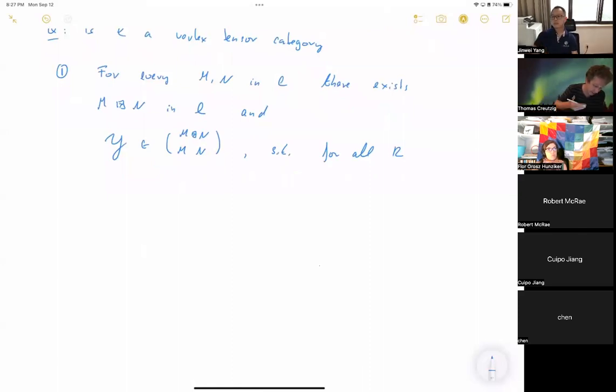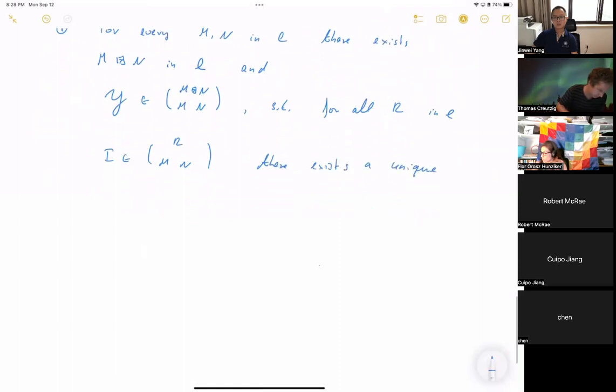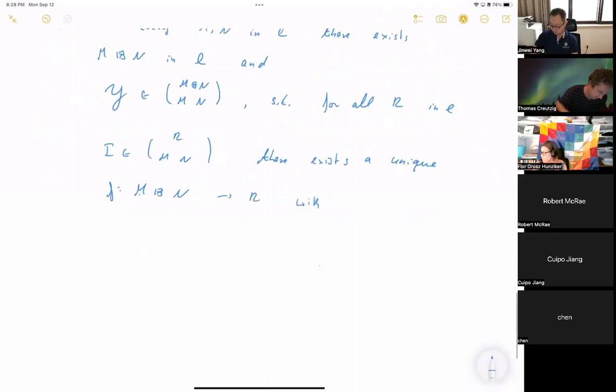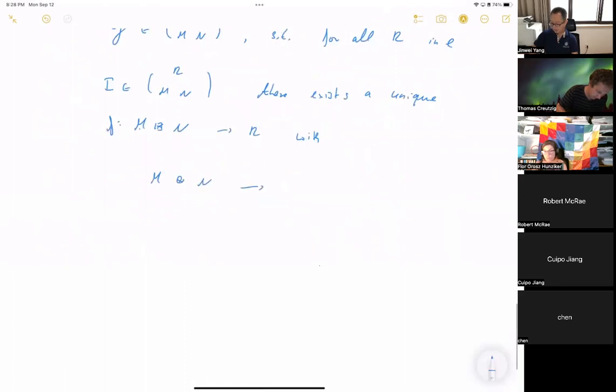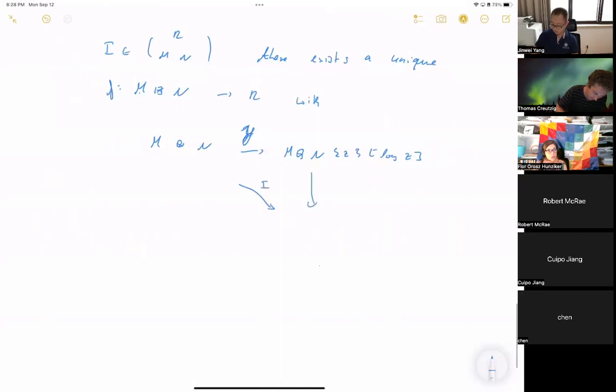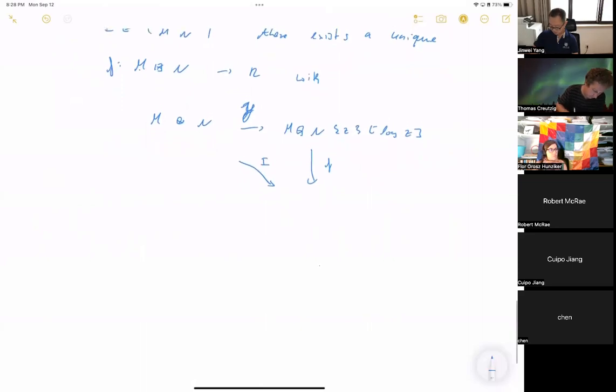So this means that this M box N has the universal property that for any module R and any intertwiner from your modules M, N to R, we have a unique homomorphism from our tensor product to R with the universal property that your intertwiner I is just the composition of the universal intertwiner with F.